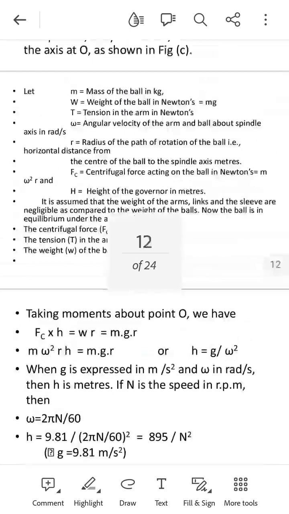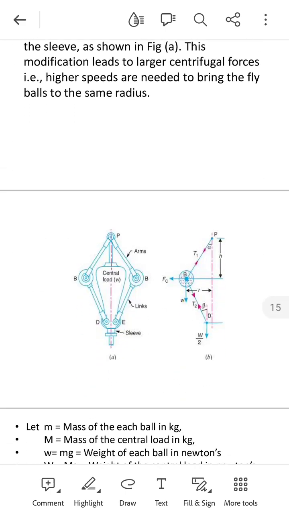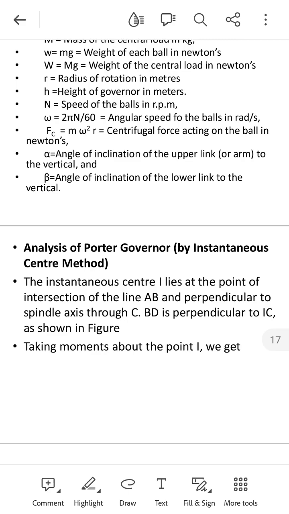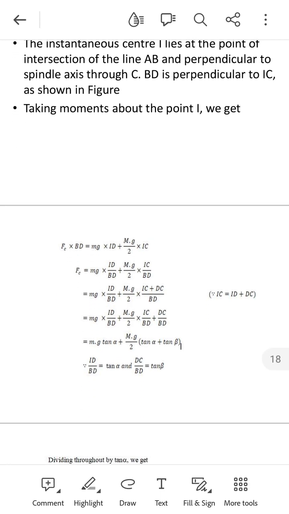The instantaneous center I lies at the point of intersection of the line AB and the perpendicular to the spindle axis through C. BD is perpendicular to IC, as shown in the figure. Taking moments about the point I, Fc into BD is equal to m g into ID plus M g divided by 2 into IC. So Fc is equal to m into g, ID divided by BD, plus capital M into g divided by 2 into IC divided by BD.